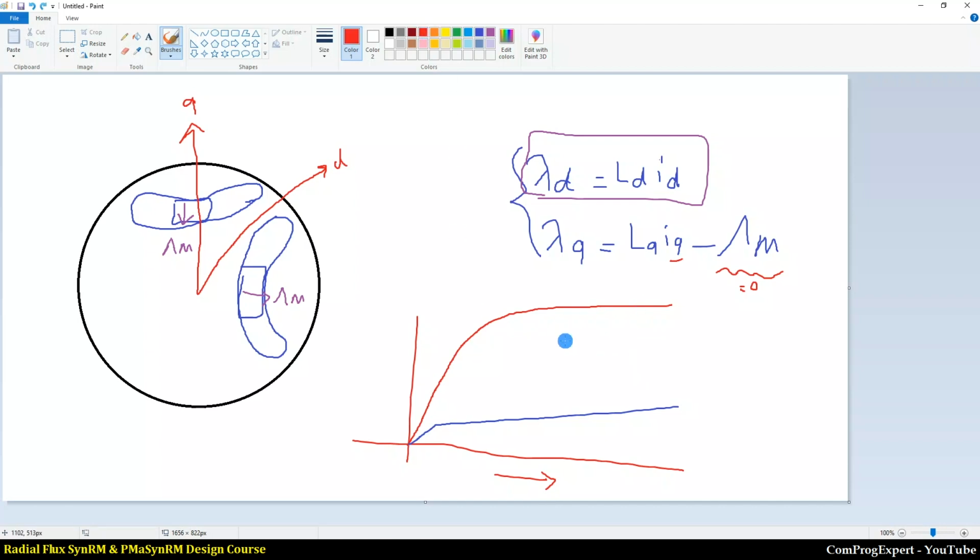So let's summarize. The red curve depends on the HP curve of the material, and the blue curve depends on the rotor geometry. If you have a bad design, you will get this blue curve and the slope here is high, so the saliency ratio is low. As long as you optimize the rotor geometry, you can reduce the slope of this line to improve the performance characteristics of the motor. So this blue curve depends on the geometry of the rotor core.